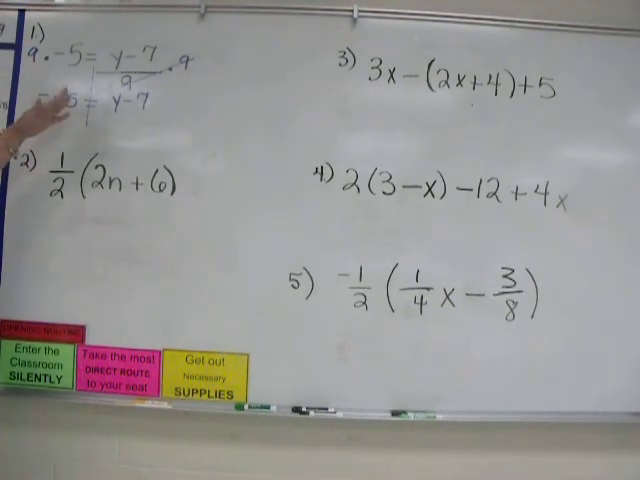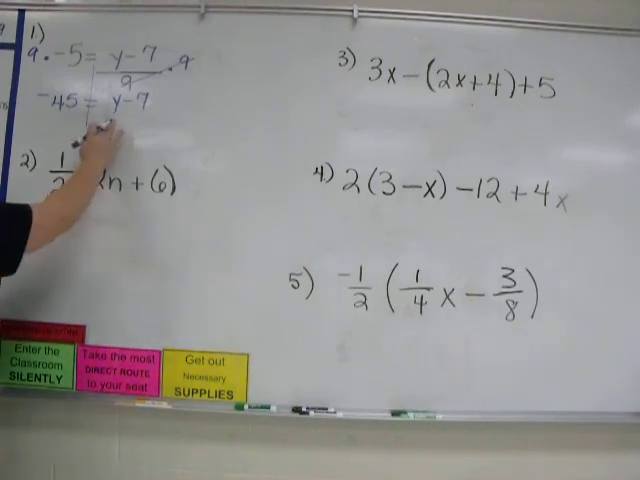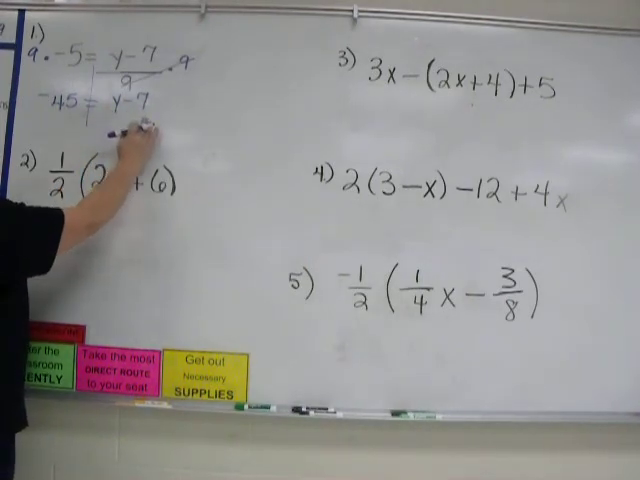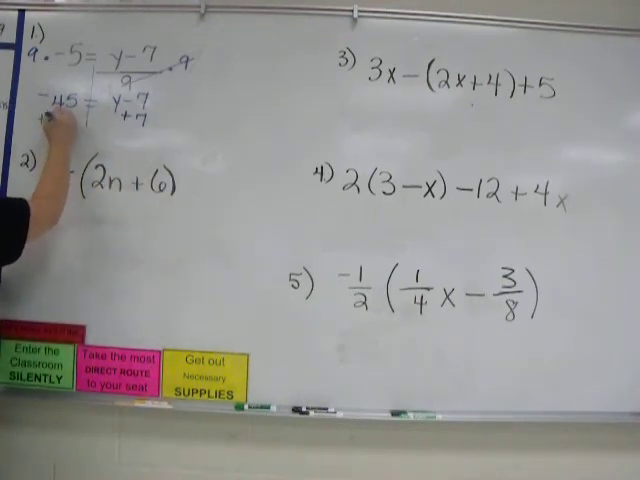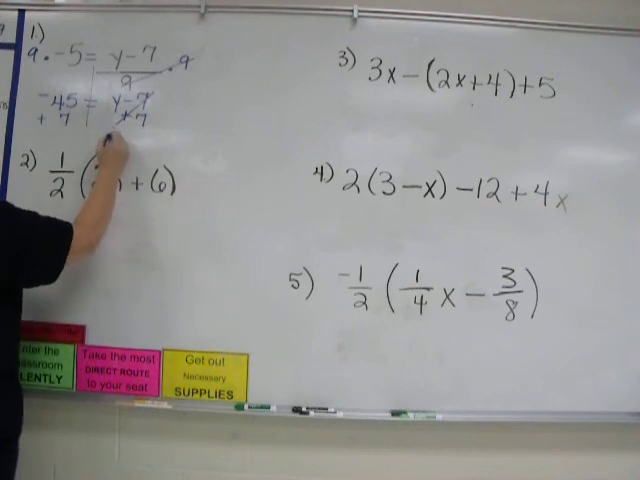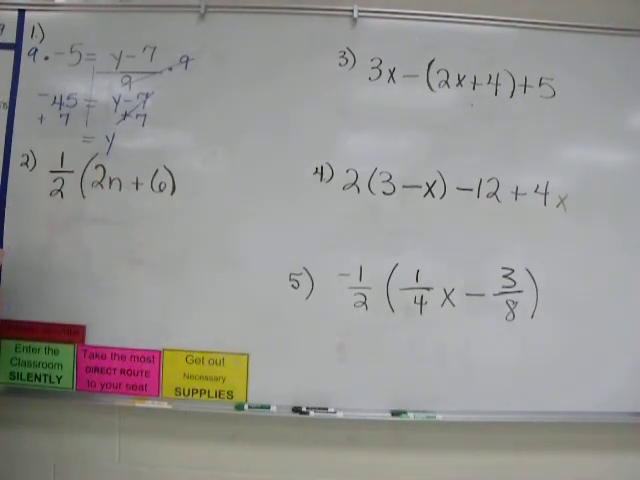Now, once you did that step, undoing the 9, now you have a 7 to undo. So what's been done to y? I've subtracted 7. The opposite of subtract is to add. So I'm going to add 7 to both sides. That cancels out. 7 0 pairs, leaves the y by itself on that side.